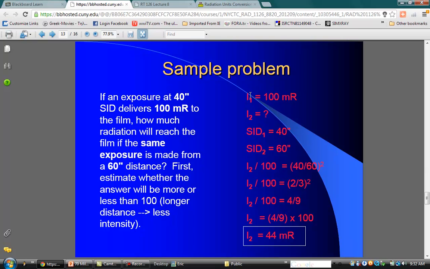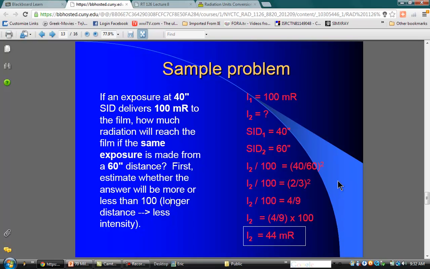So what you have up here in these first 4 lines are really just the variables you're working with. Now we just have to plug them in. So we don't know our new intensity, I2, over our first intensity, 100 milliroentgen, is equal to SID1, which is the 40. Notice that the 1 is opposite the 2, so that's correct, over our new SID of 60 inches squared. Now, you see this 40-60. If those were flip-flopped, you're going to end up with the wrong answer.